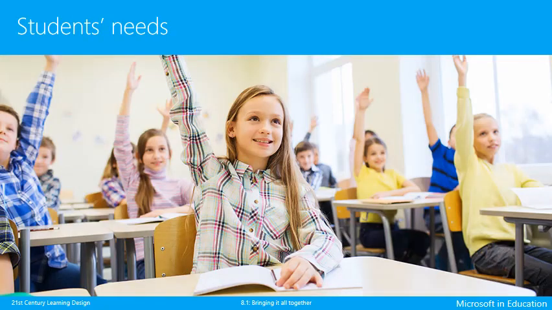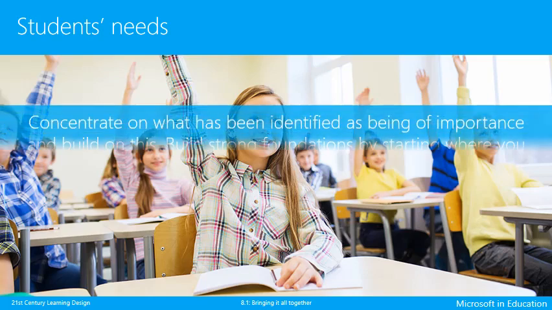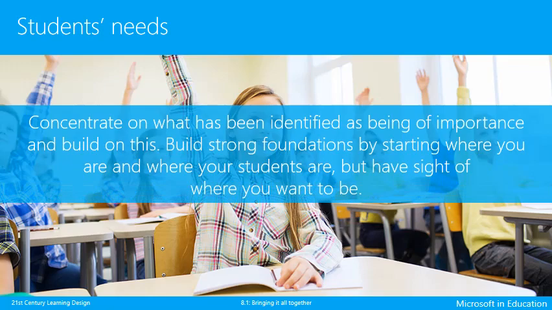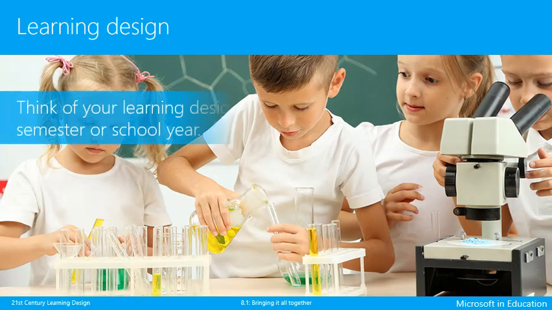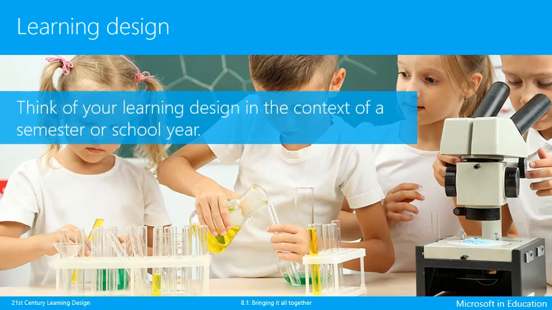Deciding which dimension to focus on initially will be determined by your context. By this we mean, what are your students' needs? There may also be particular school or curriculum priorities. However, what is important is not to overreach. Concentrate on what has been identified as being of importance and build on this. Build strong foundations by starting where you are and where your students are, but have sight of where you want to be. As we have outlined before, think of your learning design in the context of a semester or school year.